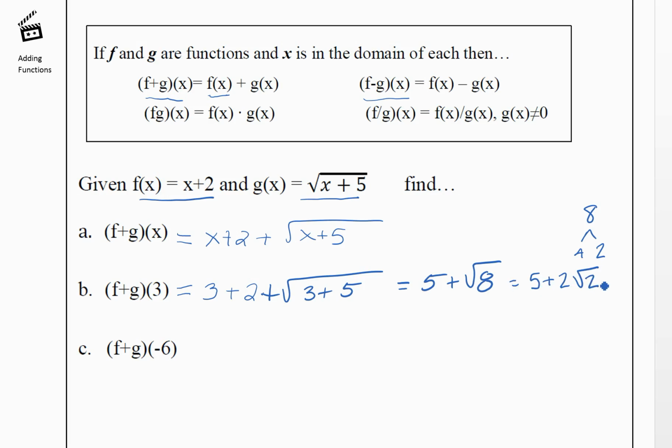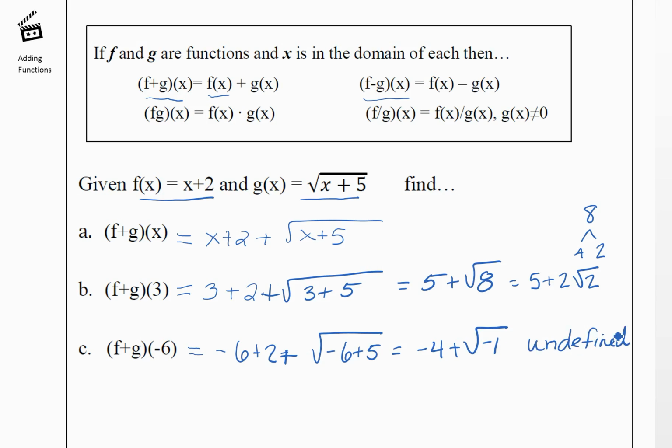Okay, and then if we want f plus g of negative 6, we would plug negative 6 in. Oops, that should be a plus. So here we would have negative 4 plus the square root of negative 1. And in the real numbers, before we get into complex numbers or anything like that, this is undefined. Because we have a square root of a negative number, we would say undefined.